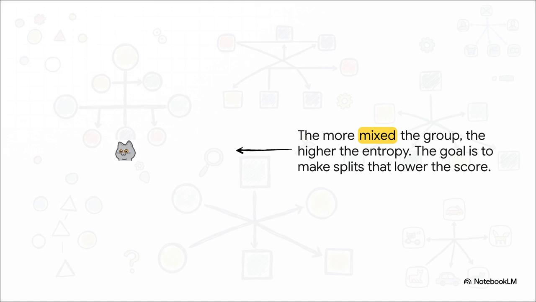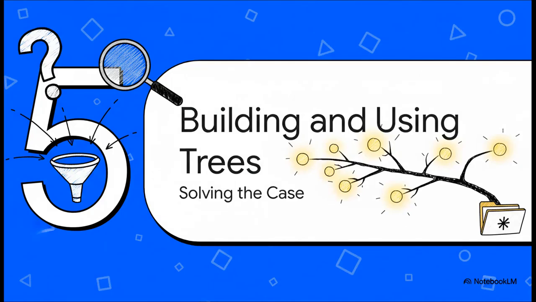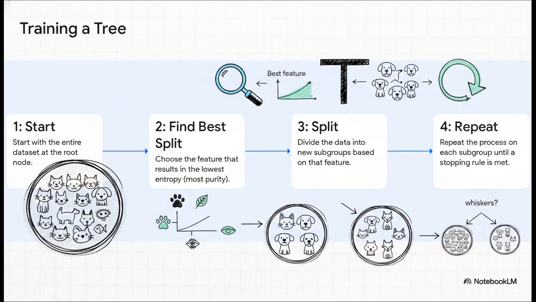This concept is absolutely key. The more mixed and uncertain a group is, the higher its entropy score. So the goal of the decision tree is to always choose the split that causes the biggest drop in entropy, the one that reduces the messiness the most. So now we know the detective's secret. Find the question that lowers entropy the most. Let's see how this method is used to build out the entire tree, step by step, until the case is completely solved. The building process is actually pretty simple when you break it down.